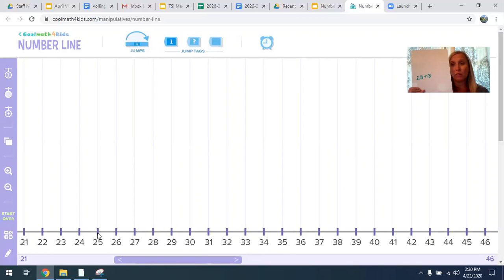Now, yesterday we learned that when you add 10 to a number, the only thing that changes is the number in the tens place. The number in the ones place does not change. So when I add 10 to 25, what am I going to get? I am going to get 35. So I'm going to take and I'm going to jump from 25.